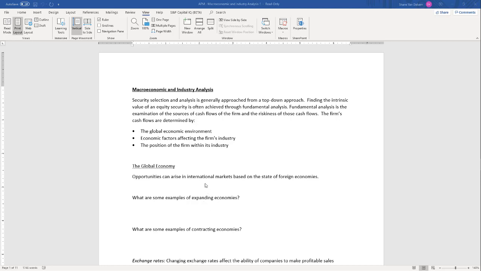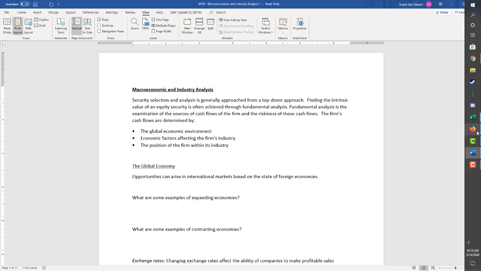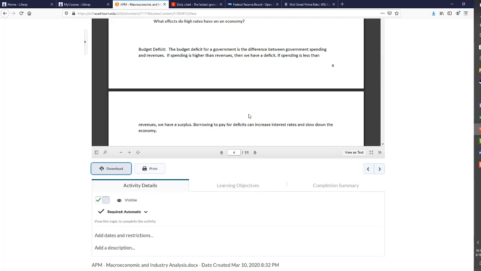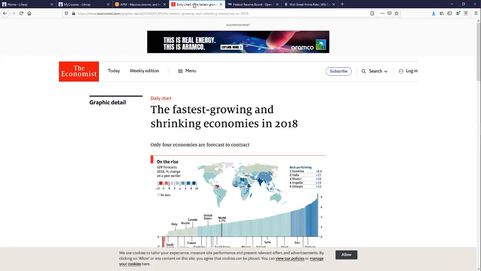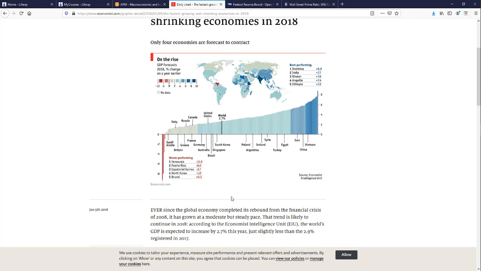Opportunities can arise in international markets based on the state of foreign economies. So what are some examples of expanding economies and contracting economies? These have actually changed some in the past few years. I tried to find a good article on this, and one I found from The Economist is from 2018.